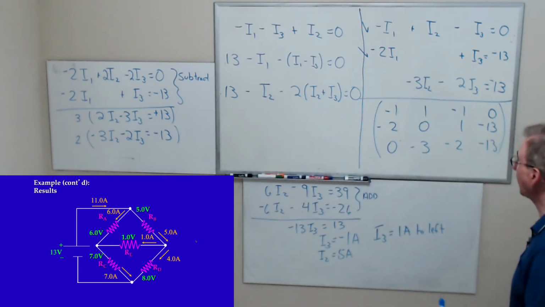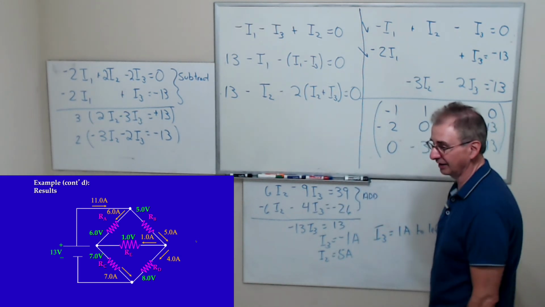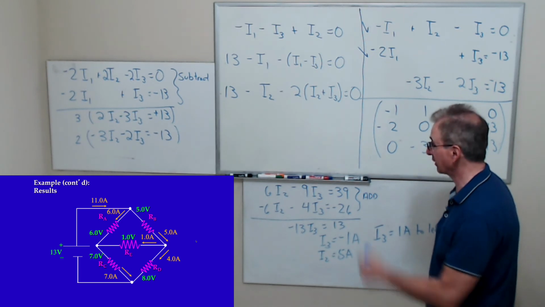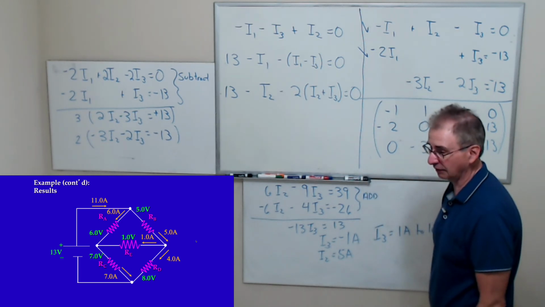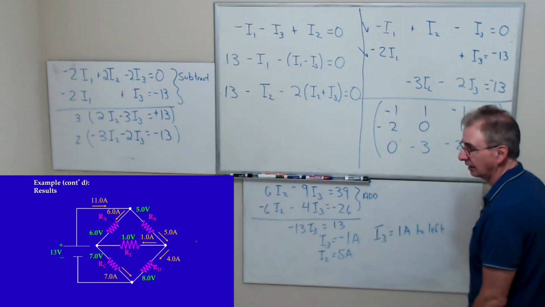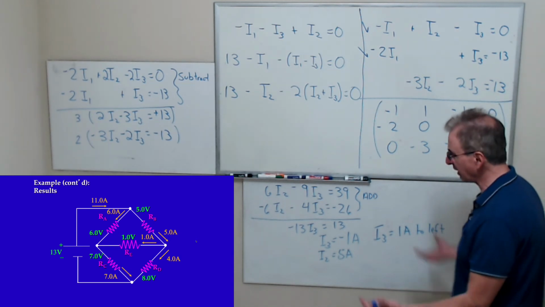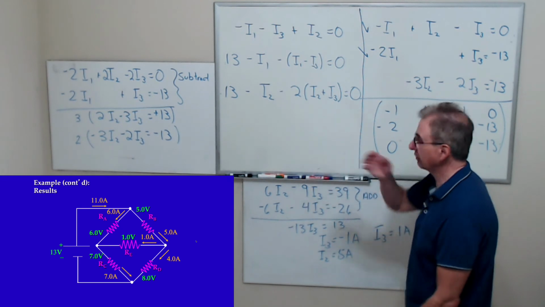But in your notes, I actually go through and show the row reduction method for this particular problem. And if you're interested, take a look at it. If not, that's fine. You might have seen this already. There's other ways of solving 3 equations, 3 unknowns.